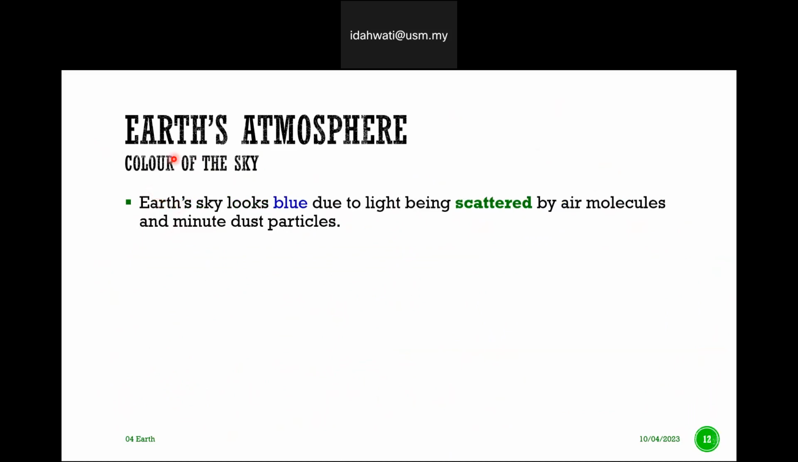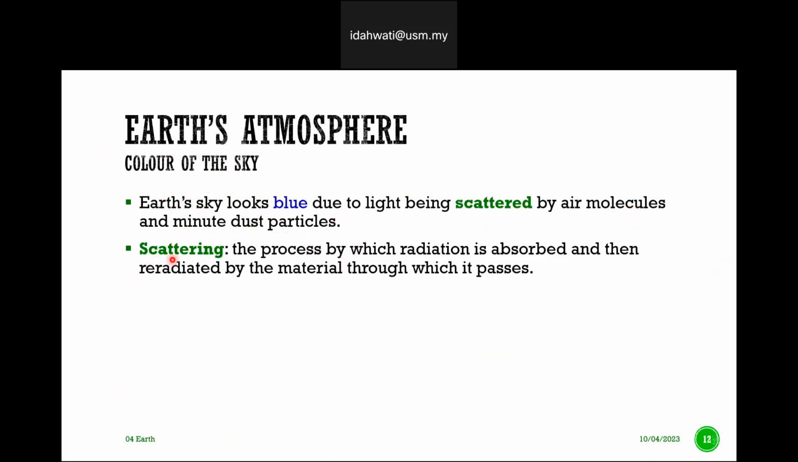Okay, so for the color of the sky, Earth's sky will look blue due to the light being scattered by air molecules and minute dust particles. So what is the scattering? Scattering is the process by which radiation is absorbed and then re-radiated by the material through which it passes.